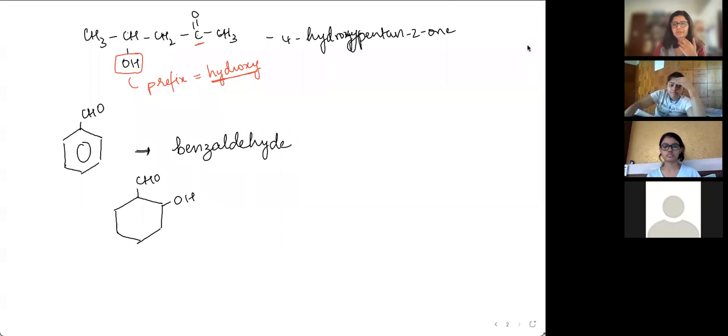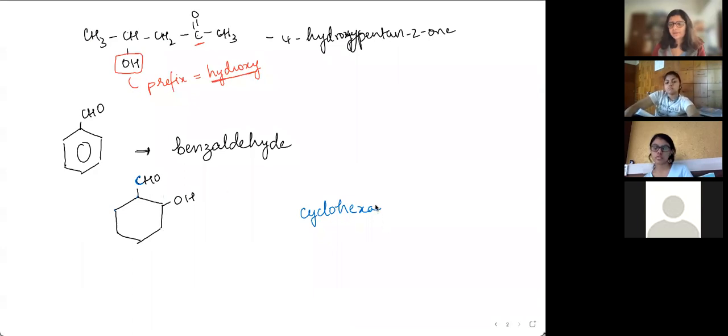So can you figure out what this one's name could be? Put it in the chat? You can say it out loud also. Because it's a ring, it's a hexane ring. So cyclohexanol, and so 2-hydroxycyclohexanol. Cyclohexanol, but how are you counting this carbon? The cyclohexa refers to 6 carbon atoms in the ring.